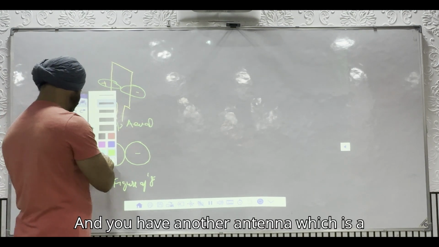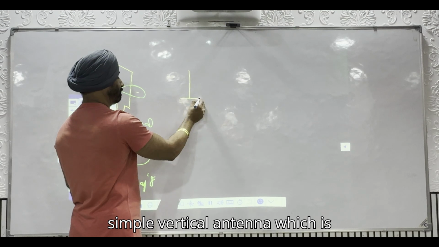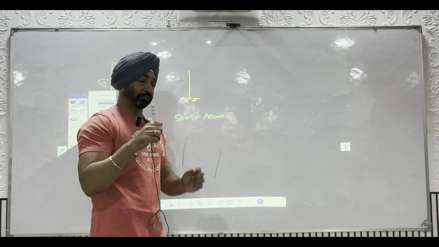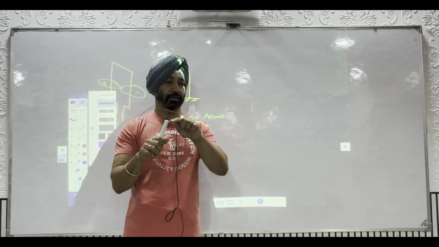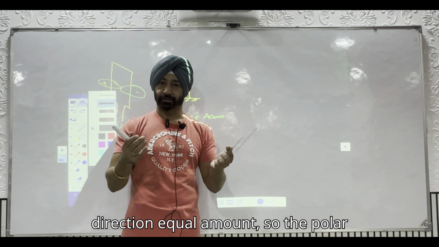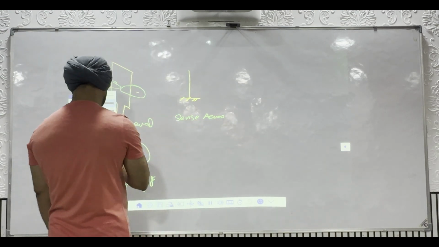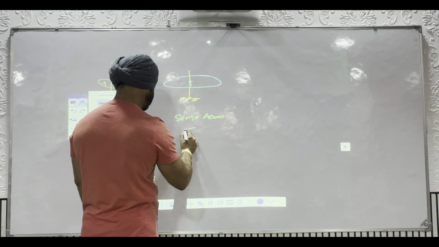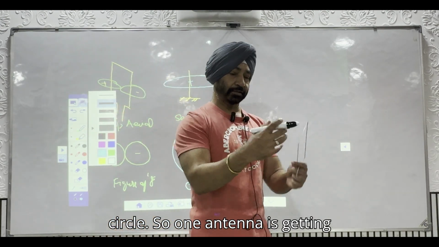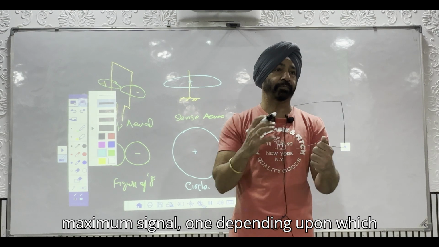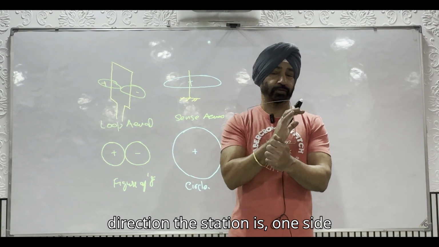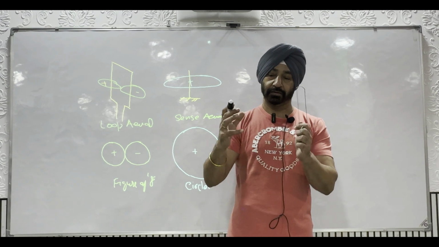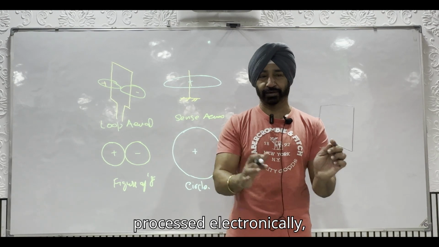And you have another antenna, which is a simple vertical antenna referred to as the sense aerial. With both together, this aerial will receive signal from all directions in equal amount. So the polar diagram will be a circle. So one antenna is getting maximum signal, depending upon which direction the station is. One side more, one side less, plus and minus. The output of both these antennas is processed electronically.